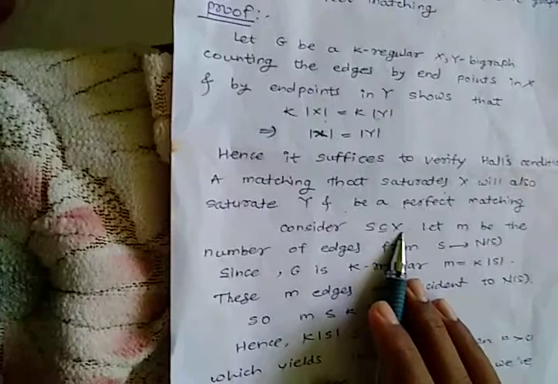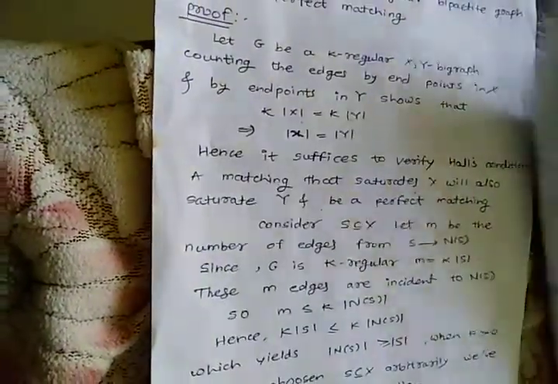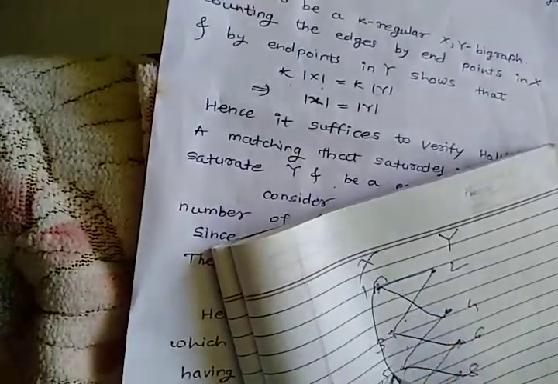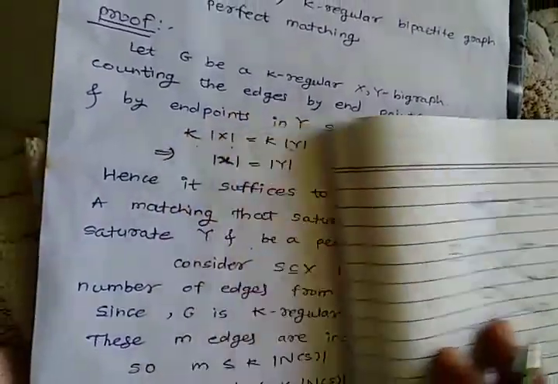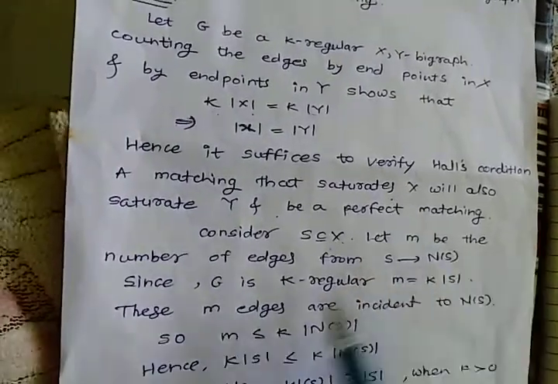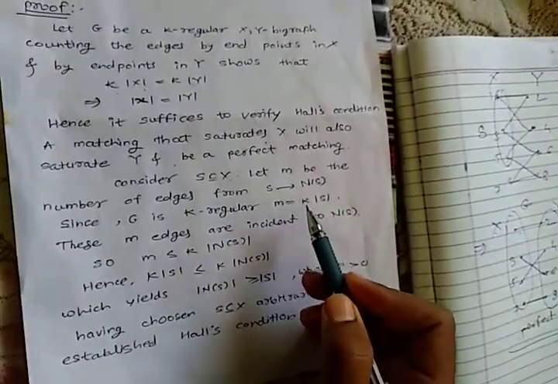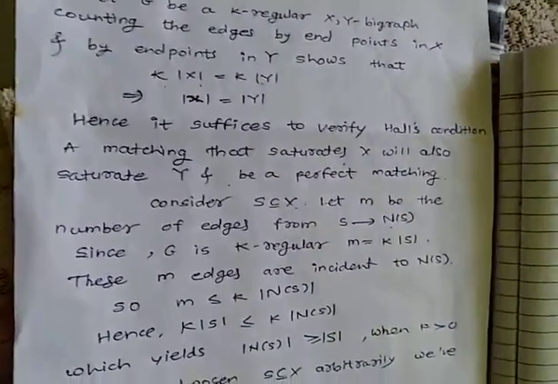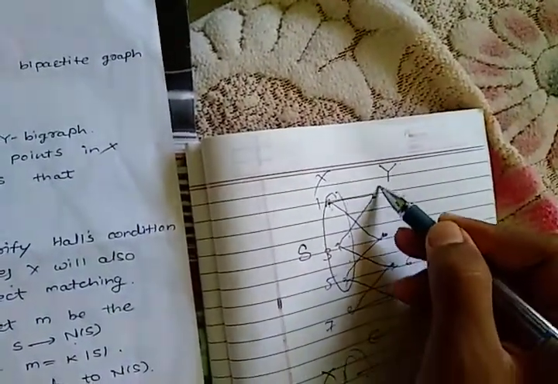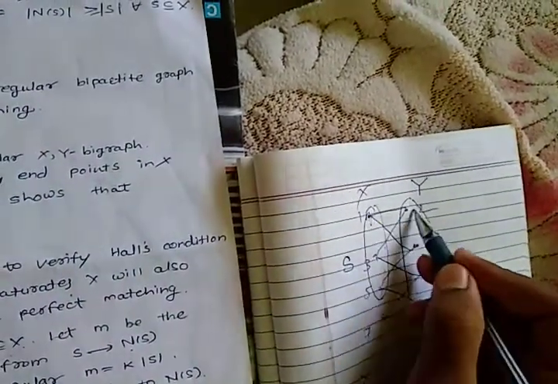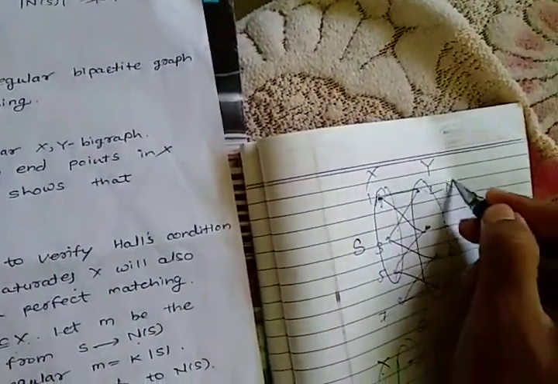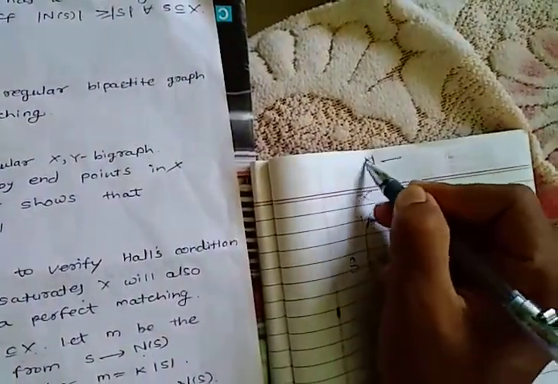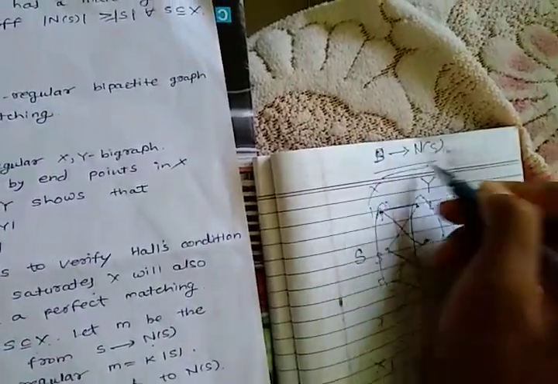Consider S a subset of X. We take a subset of X. We take these three vertices. Yes, this is S. Okay. Let M be the number of edges from S to the neighbor of S. You see in the example, S to the neighbor of S. The neighbor of S is this. Okay, because from the set S we take edges. This is the neighbor set, neighbor of S. Yeah, S to neighbor of S. This is given.